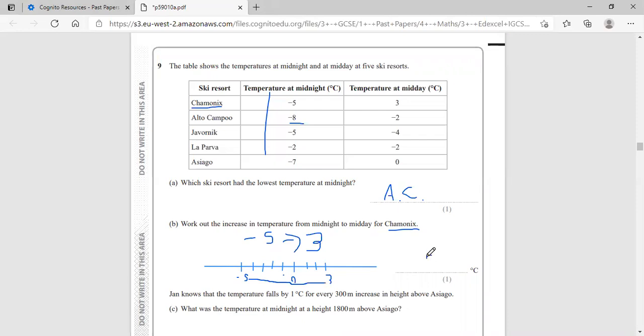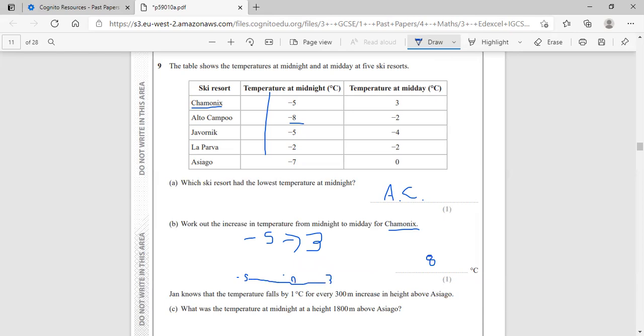So that's just helping you visualize what you actually have to do. Okay, so the increase is 8. Some people might get tricked and just think it's 2 going from -5 to 3, but you have to think about a number line here, how far you have to go. So let's go on to the next question.